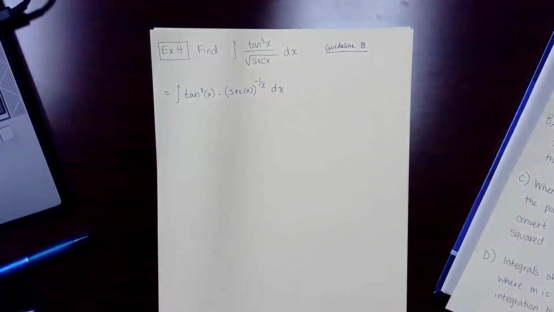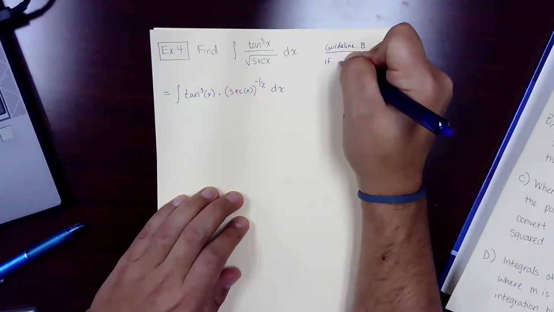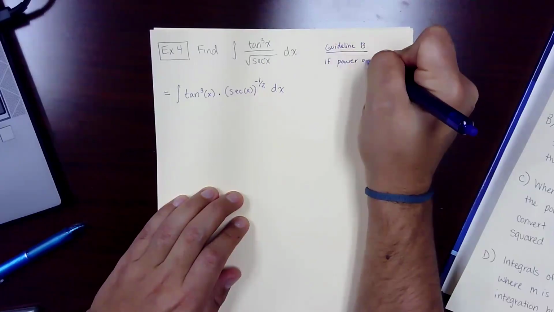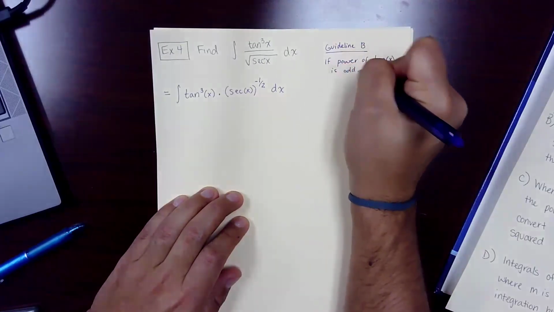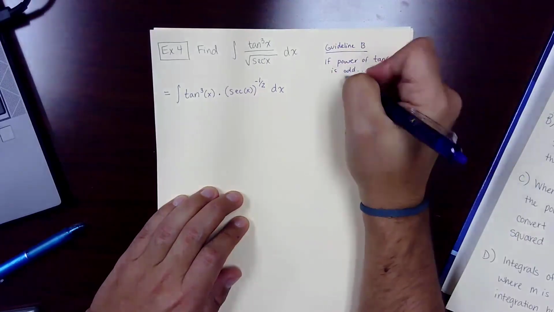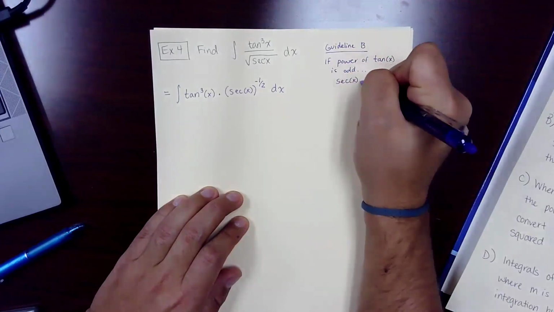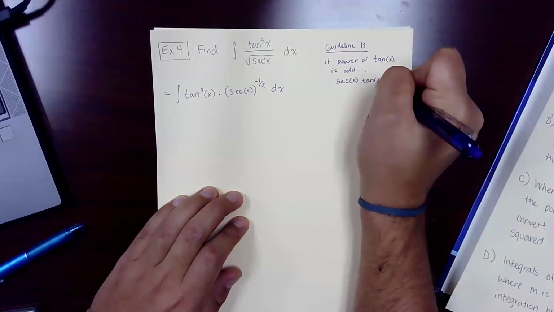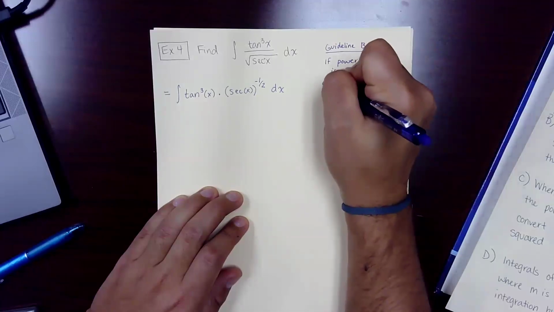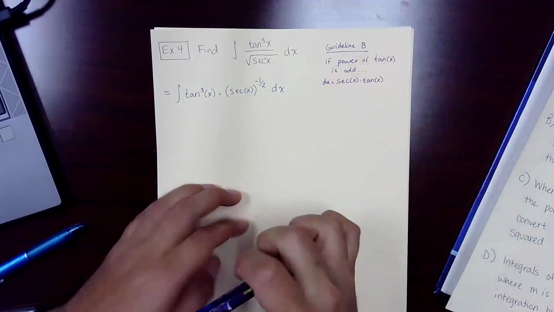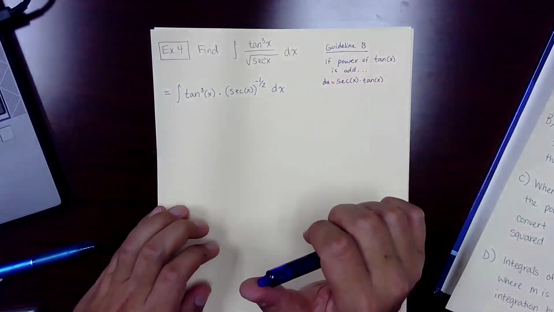And guideline B says if the power of tangent x is odd, then what we want to do is save a secant x times tangent x factor so that that can be our du, right?